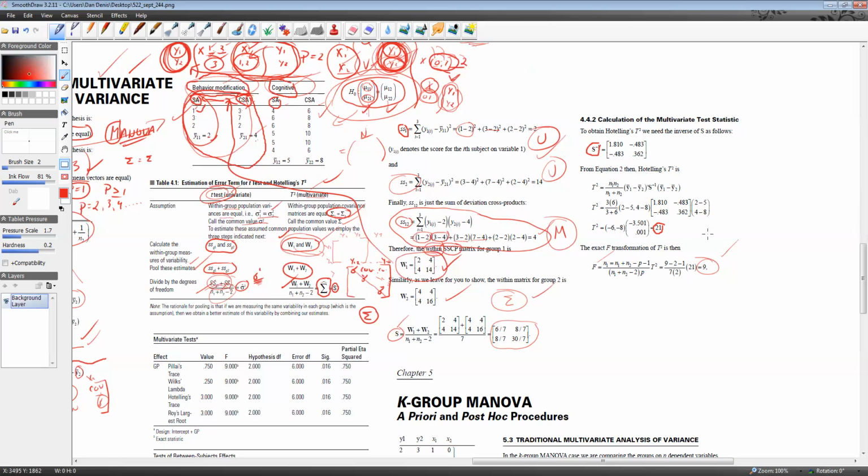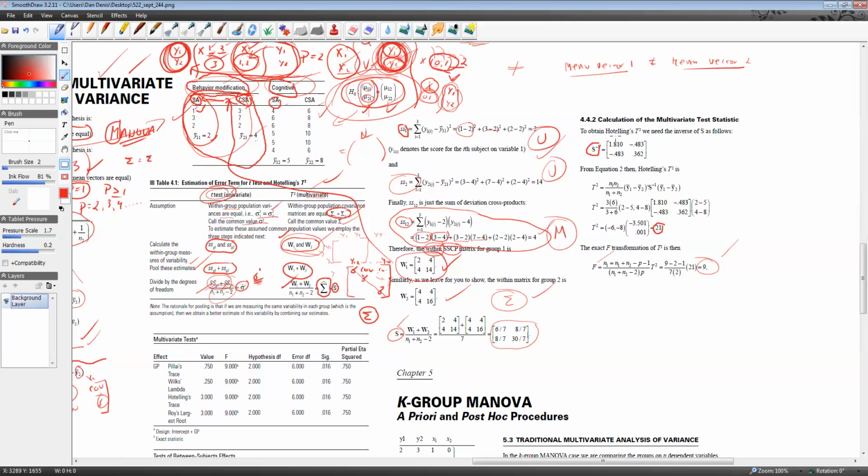Well, if you get a statistically significant result, let's say p is less than 0.05 or what have you, then you have evidence of what? You have evidence to reject this hypothesis, right? Reject this hypothesis, so you have an inequality of mean vectors. So mean vector 1 does not equal mean vector 2, a two-group test.